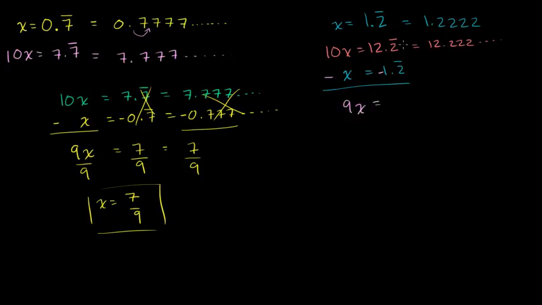And this is going to be equal to, well, the 2 repeating parts cancel out. This cancels with that. 2 repeating minus 2 repeating, that's just a bunch of zeros. So it's 12 minus 1, which is 11. And you have 9x is equal to 11. Divide both sides by 9. You get x is equal to 11/9.